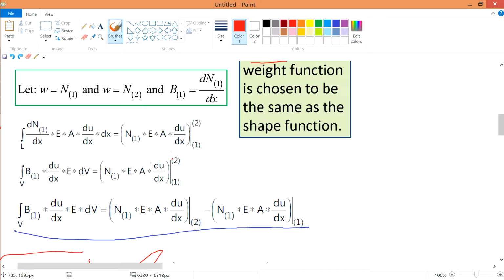The next step is to simply expand this, because it's a definite integral. When I sub in the upper limit into this equation, you have this thing over here, minus what you get when you sub in the lower limit into this equation. So you just simply expand this thing into here, that's all.